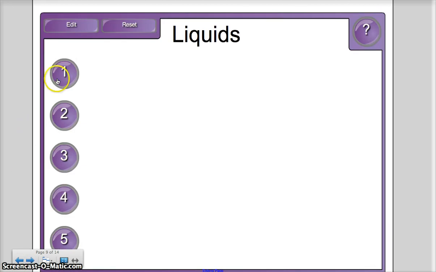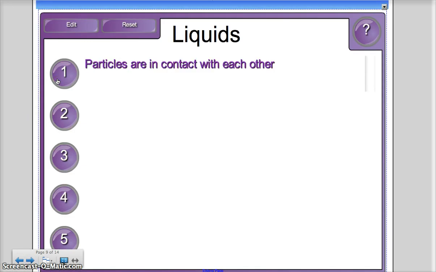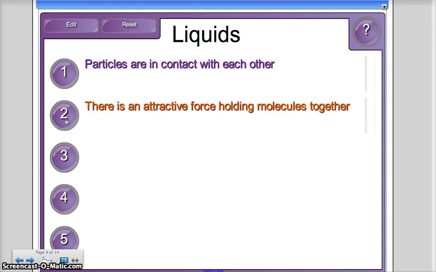Liquids. First up, particles are in contact with each other like a solid, but there is an attractive force holding the molecules together, and this attractive force is not as strong as in a solid. Since the attractive force is not as strong, the particles are allowed to slip past each other. So they're in contact with each other, but they're always moving a little bit further, faster.